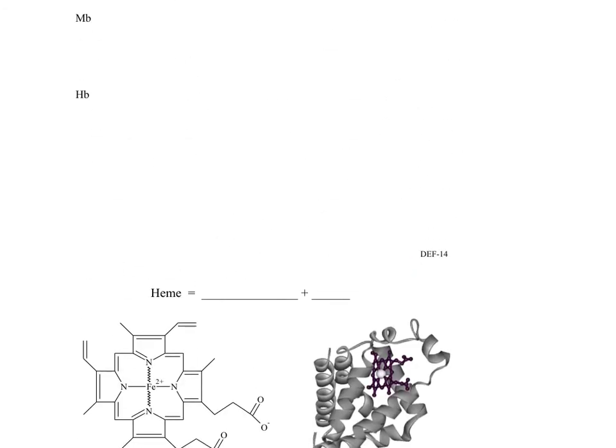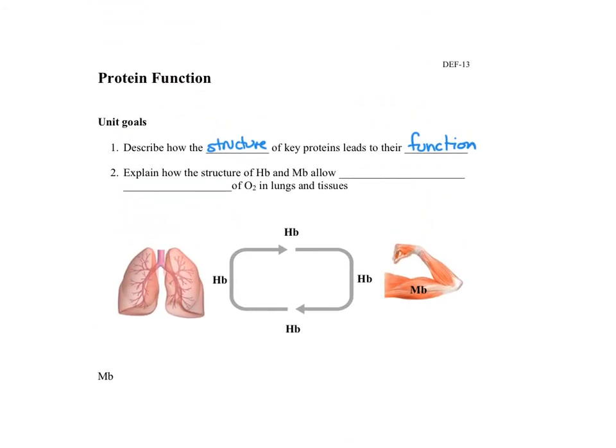in the chapter. For now, let's tell you what the second goal that we have in this chapter is. It's really going to be focusing mostly on hemoglobin and myoglobin. And we want to explain how the structure of hemoglobin and myoglobin allow directional transport of oxygen in lungs and tissues.